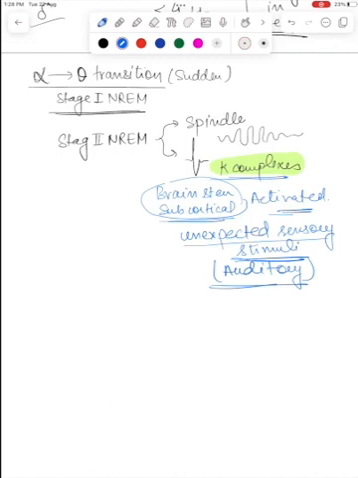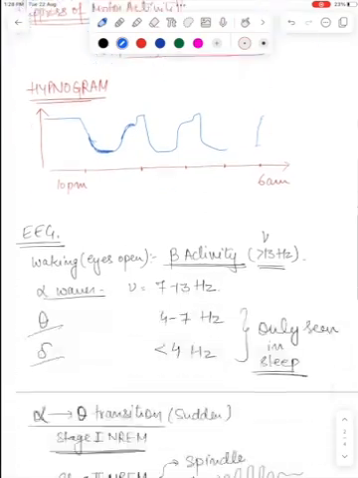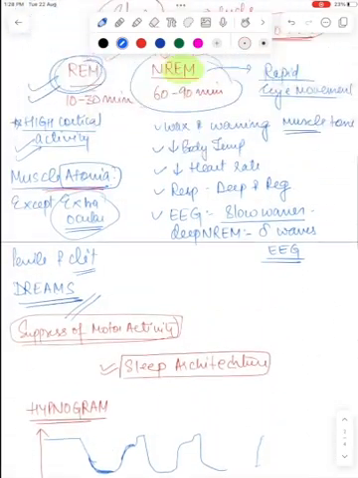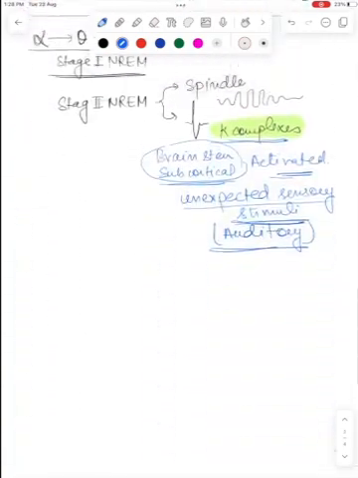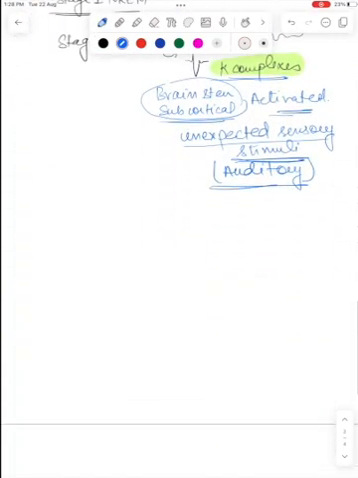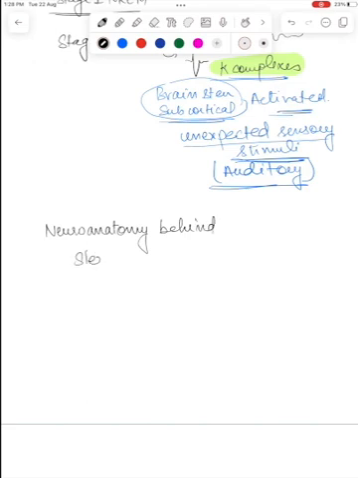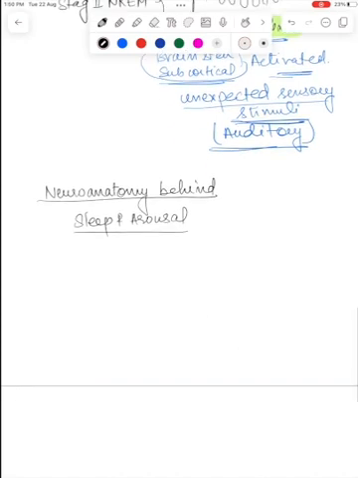Right, so this is essentially your basic understanding of sleep: what the various stages of sleep are, and what the various waves are that you can appreciate in the sleep cycle. Now I really want to talk about the neuroanatomy behind sleep and arousal. Okay, so talking about the neuroanatomy behind sleep and arousal, I want to keep it really, really simple.